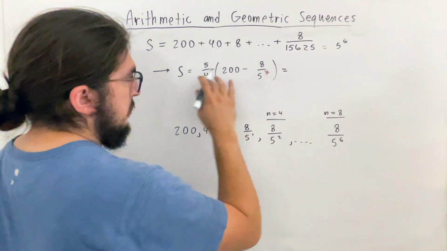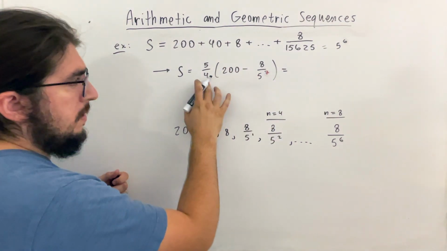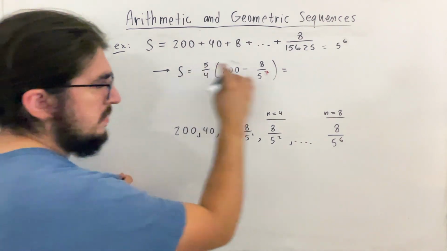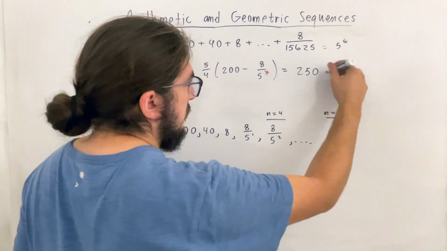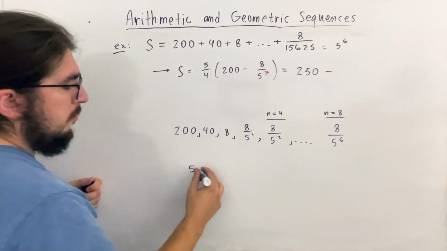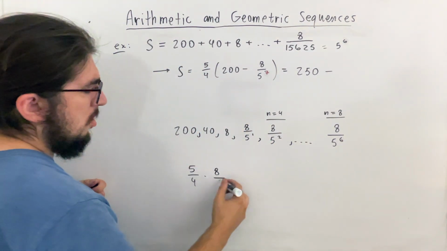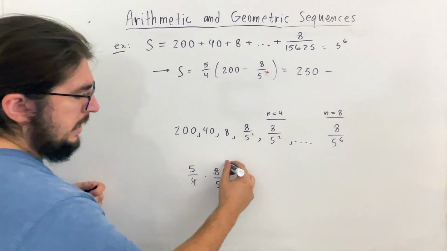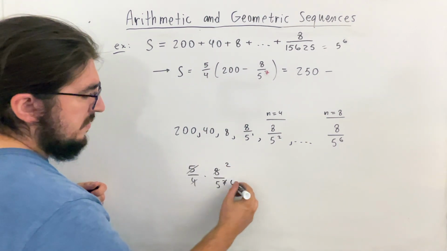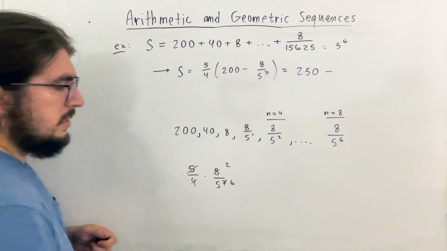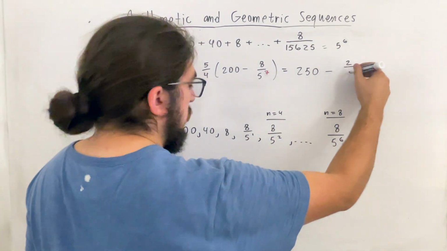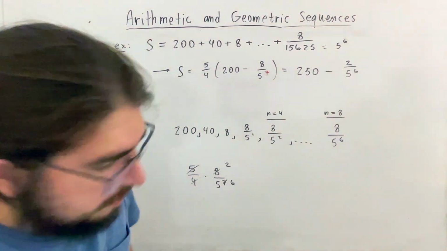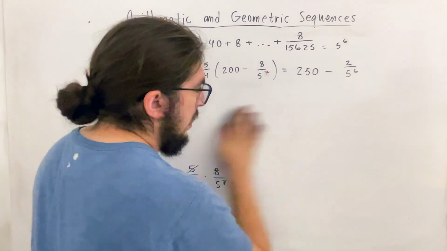So I'm just going to distribute, and notice that 200 divided by 4 is 50, times 5 is 250. Okay. 5 over 4 times 8 over 5 to the 7th. You see some cross cancellation here. 4 goes into 8 twice. 5 goes into 5 to the 7th 1 time less, so 5 to the 6th. So we end up with 2 over 5 to the 6th power. Perfect. Now we can continue this process by finding the common denominator.